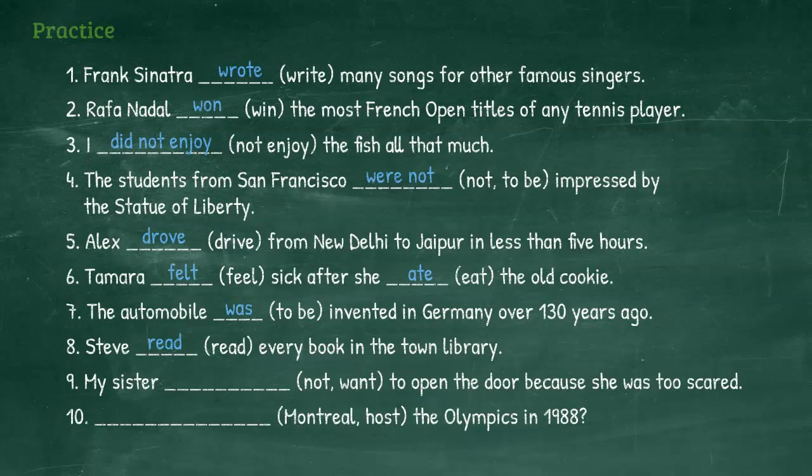Number 8, Steve read every book in the town library. Note, the base and the past tense of the verb read are actually spelled the same, but pronounced differently. In the present tense, we say read, and in the past tense, we say read. You really need to look at the context of the sentence to know which one to use. Number 9, my sister did not want to open the door because she was too scared. And number 10, did Montreal host the Olympics in 1988?